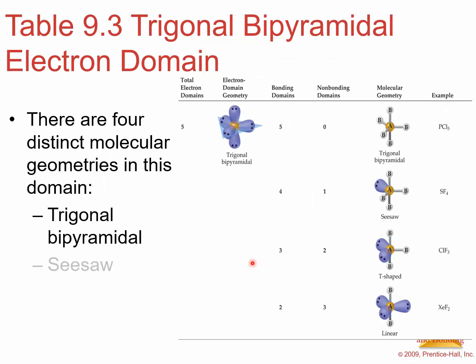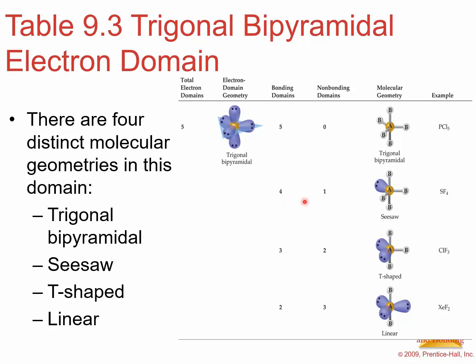So let's go to this table 9.3, trigonal bipyramidal electron domain. We start with total electron domains 5, then there are 4 distinct molecular geometries in this domain. Bonding domains 5, non-bonding domains 0. So we have here AB5, like for example PCl5. This is called trigonal bipyramidal.